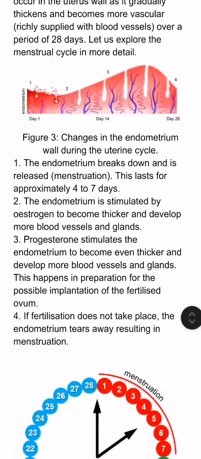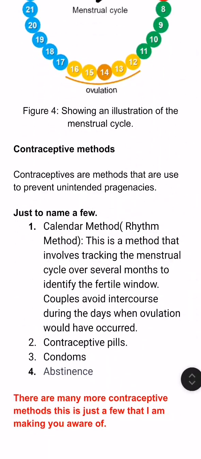The reason why I'm saying that is to show you that people who use this method track when ovulation would have possibly occurred. And then they avoid having sexual intercourse, the couple, that is, so as to avoid fertilization, right? Conception, right? So that's one.